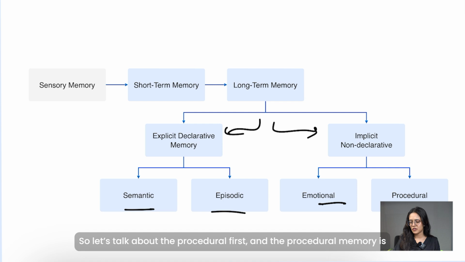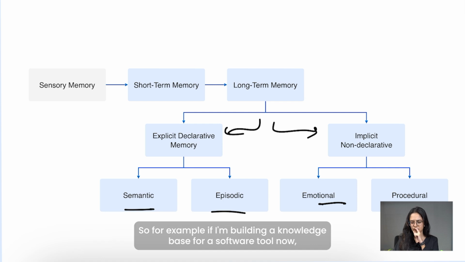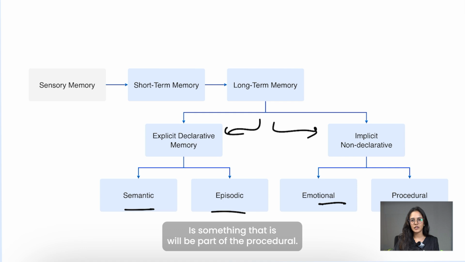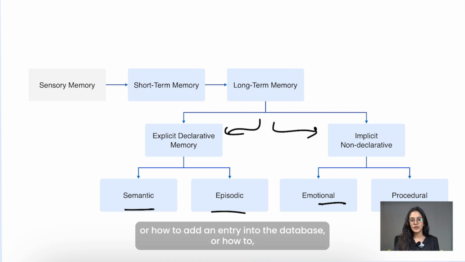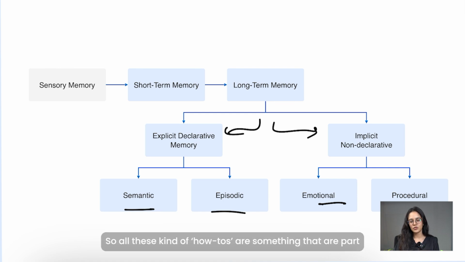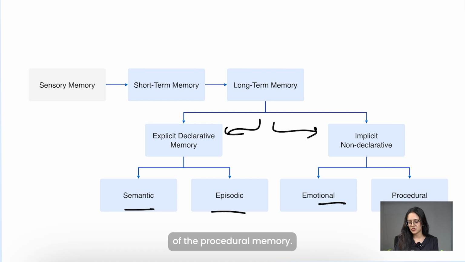Let's talk about the procedural first. The procedural memory is all about how-to, and it relates directly to the database. For example, if I'm building a knowledge base for a software tool, how particular things can be done within the software tool will be part of the procedural memory. It could be how to send an email, how to add an entry into the database, or how to manipulate or clean certain data in Python. All these how-tos are part of the procedural memory.